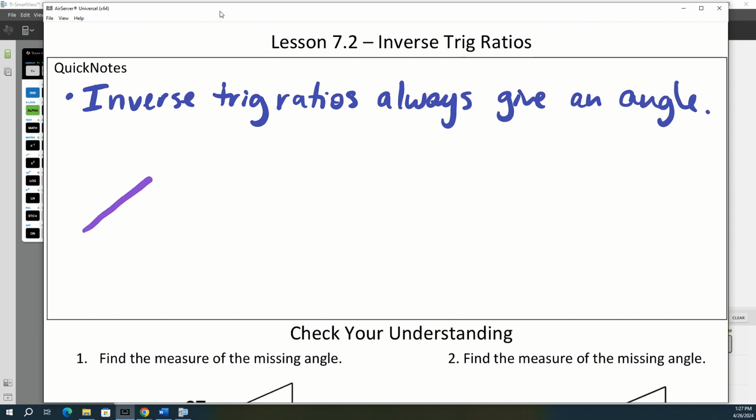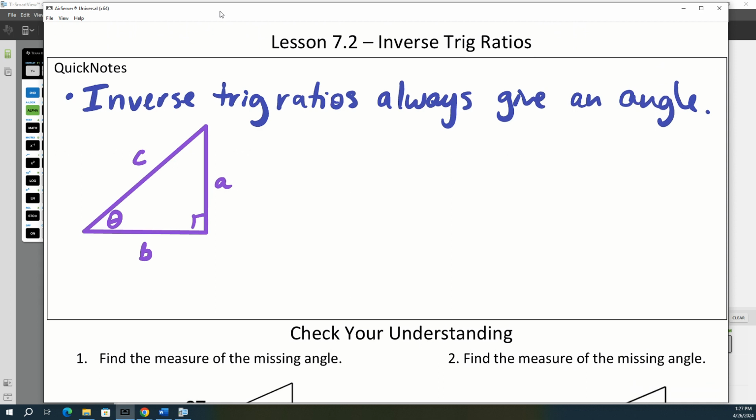So let's draw a right triangle. And I'm going to put theta in the bottom left corner. And then my hypotenuse is going to be C. Opposite of theta is going to be A. And adjacent to theta is going to be B.